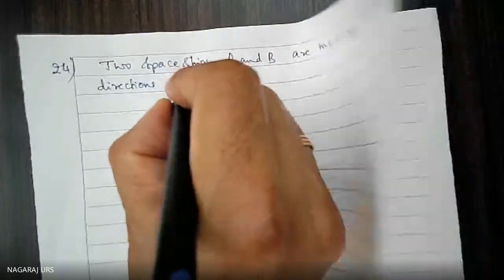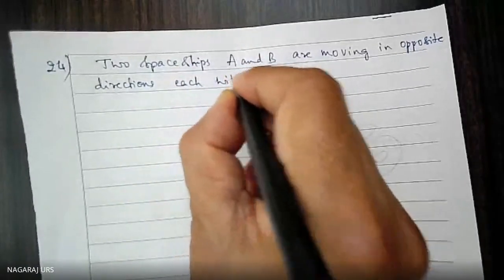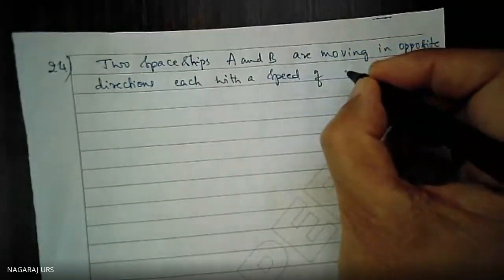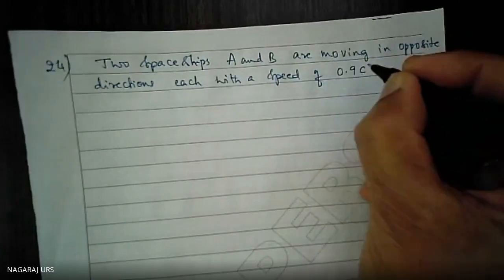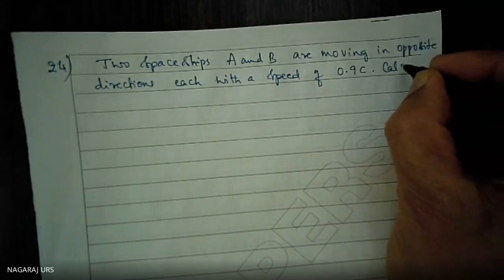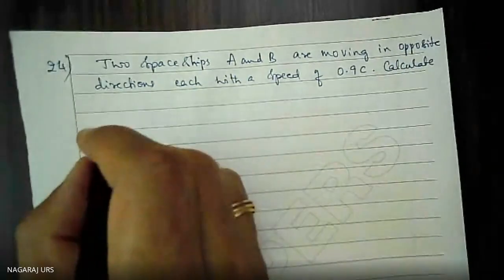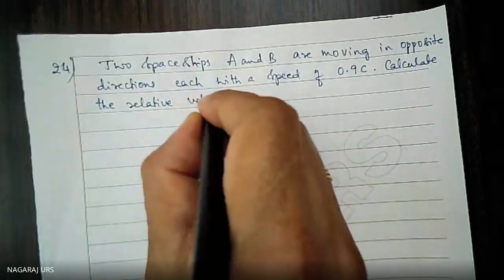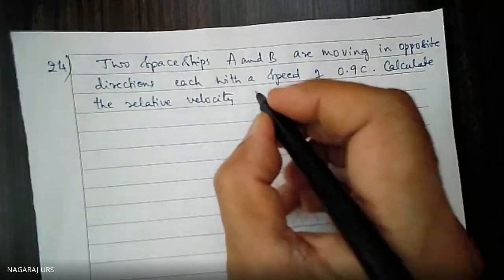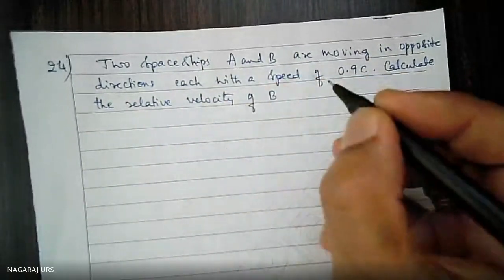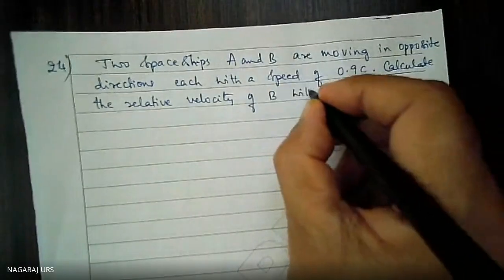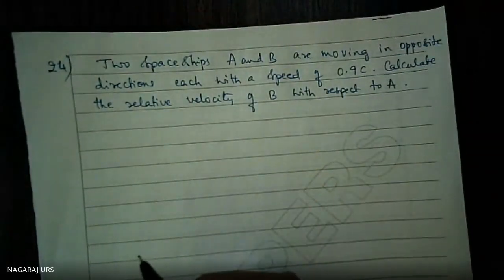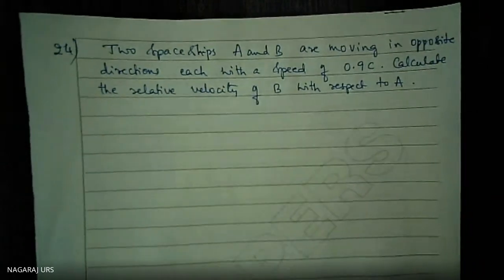Each with a speed of 0.9 c. Full stop. Calculate the relative velocity of B with respect to A.